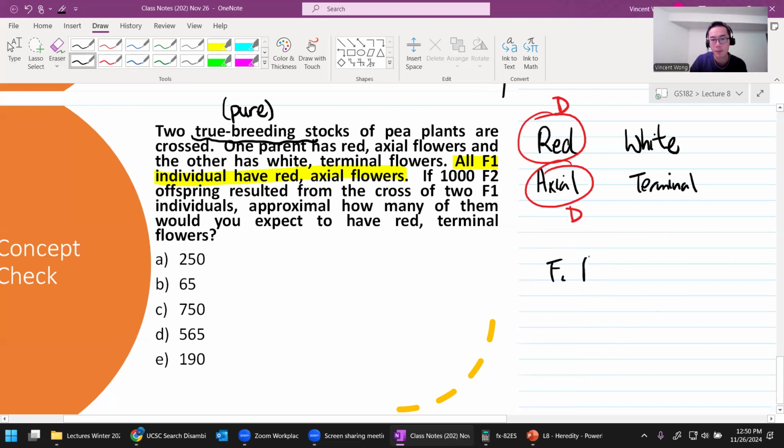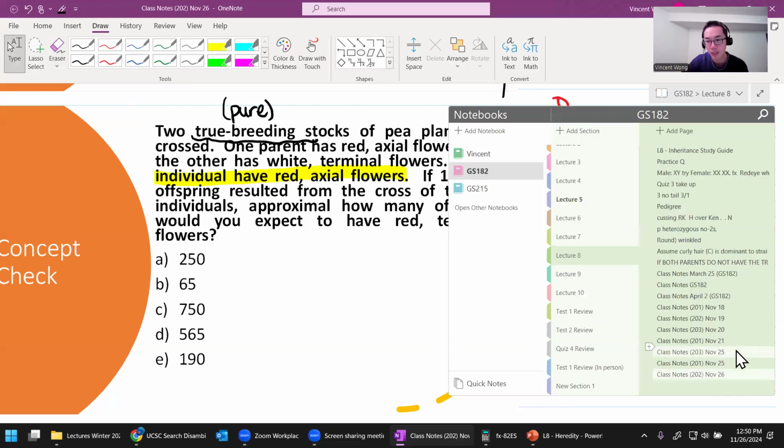Another thing to remember is that if the parents are pure, then all F1 will be hybrid. So F1 will be big R, small r, and big A, small a. Red, with the white allele that's not showing up. Axial allele with the terminal allele that's also not showing up. If 1,000 F2 offspring result from a cross of two F1s, so we're taking an F1 crossing another F1, but the F1s are hybrid for both genes, then that fits our criteria of the 4 by 4 Punnett square.